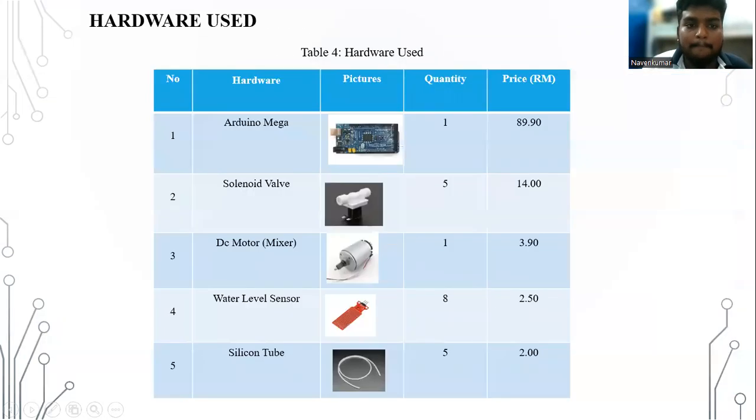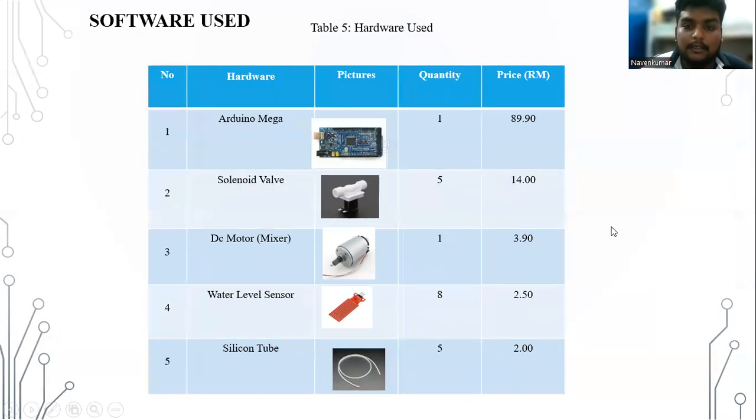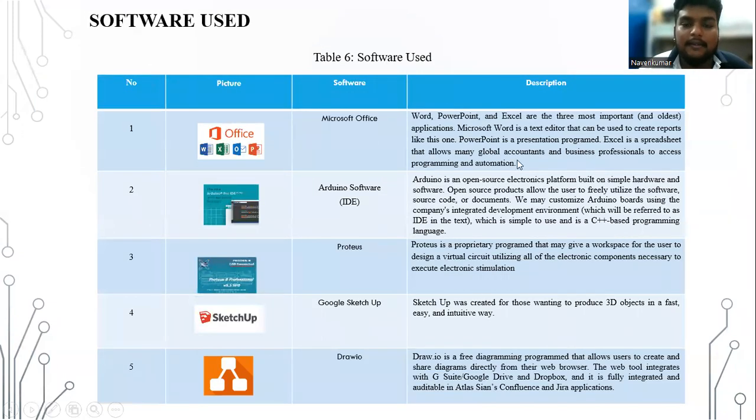So next, the hardware used for this project is Arduino Mega, solenoid valve, DC motor, water level sensor, and silicon tube. And the software used is Microsoft Word to make the report, and Arduino to program. Proteus is for the simulation of the circuit and circuit diagram, and SketchUp I used for the 3D model design, and this software, Draw.io, was used to design the flowcharts and the block diagram.